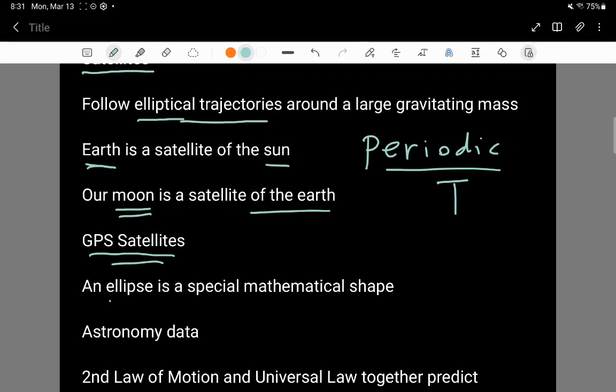So ellipses, they are very, very special mathematical shapes. It's not an egg shape. It's not a squished circle, although that's kind of what it looks like. An ellipse is a very, very special mathematical shape, and I invite you to pay very careful attention when you're reading about elliptical orbits to figure out how to draw one.